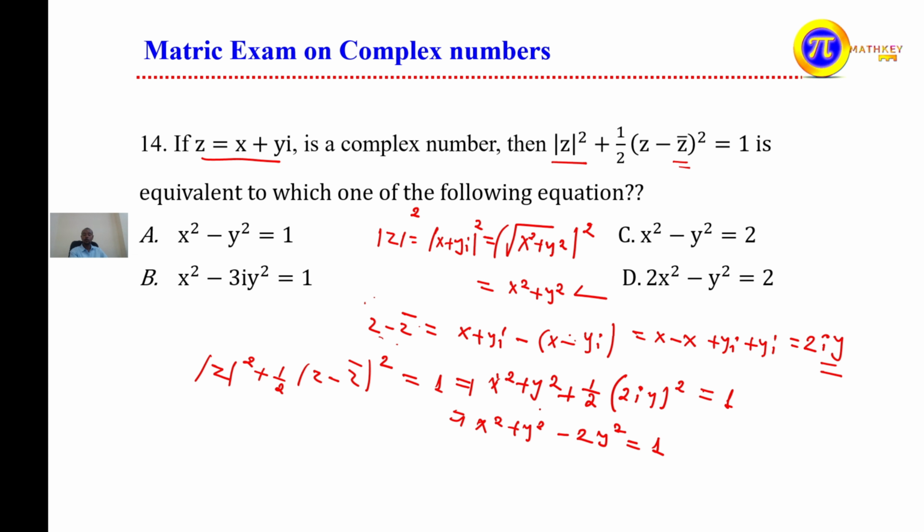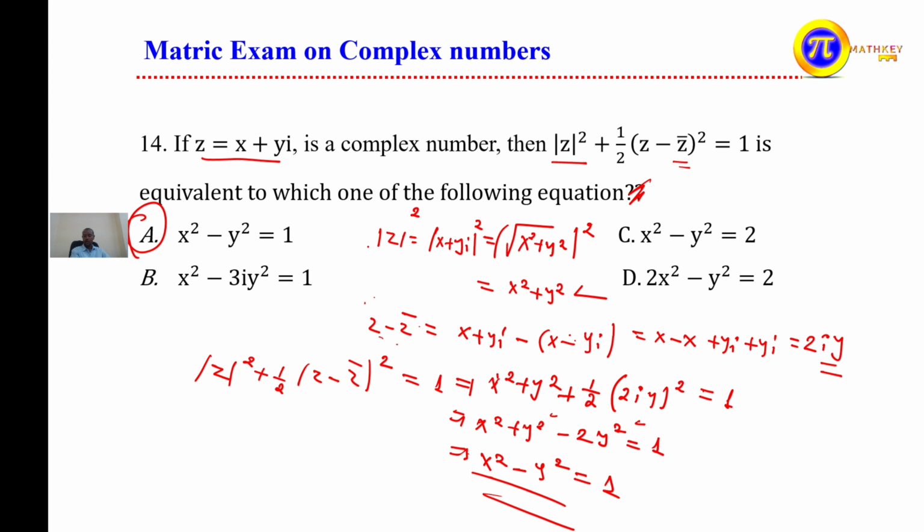Now we can add or subtract y squares, since here we have y squared as well as here. So we subtract, 1 minus 2 means minus y squared. This implies that x squared, y squared minus 2y squared is negative y squared, equal to 1. This is the solution. Choice is A.